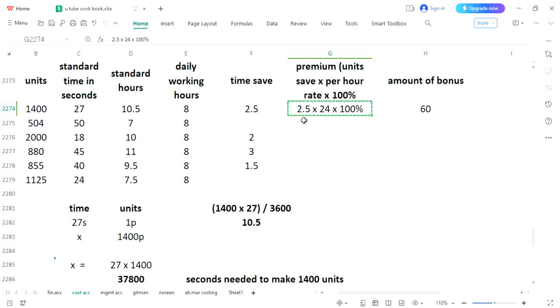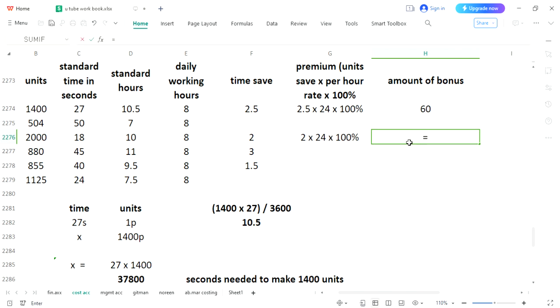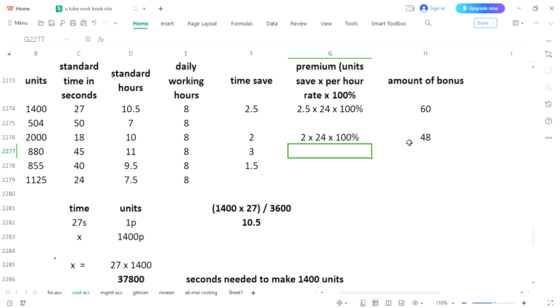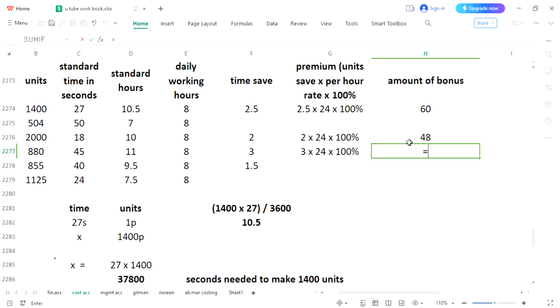For the second calculation there is no bonus. For the third calculation what you will do, how many hours were saved? Here you will write only 2 hours were saved. Calculations we will be making 2 multiplied by 24. Second calculation has been completed, and for the third calculation the same procedure would be followed except hours. On this day hours saved were 3. Statement completed. Now you can calculate 3 multiplied by 24. 100% is unnecessary to write, 100 over 100 would be 1.